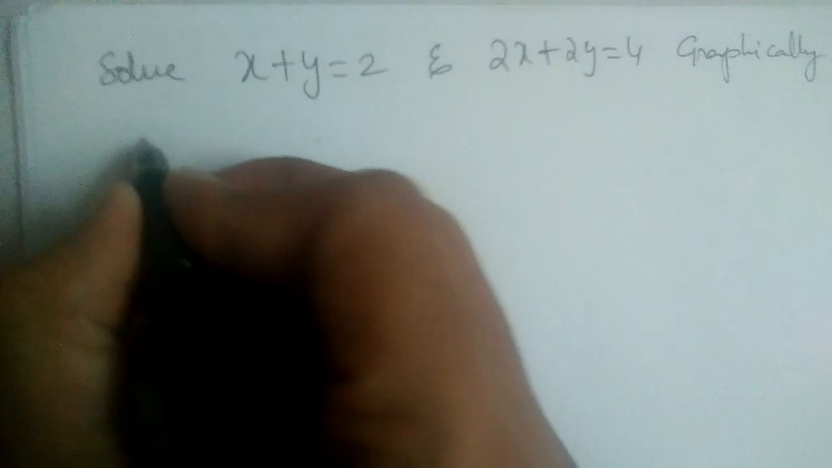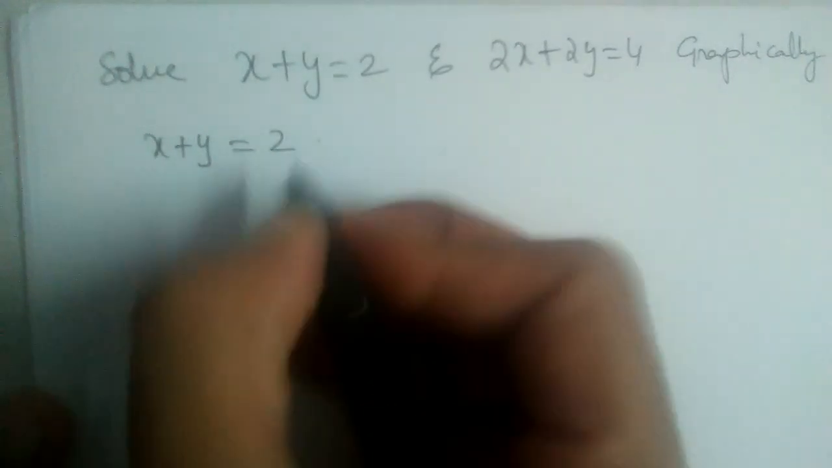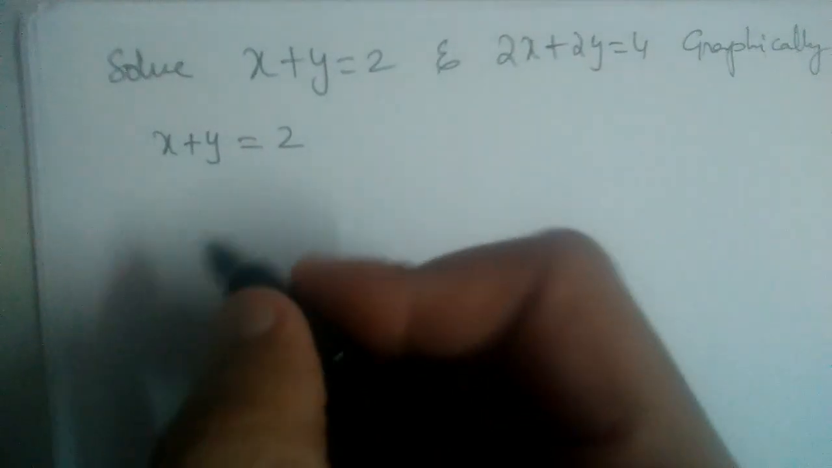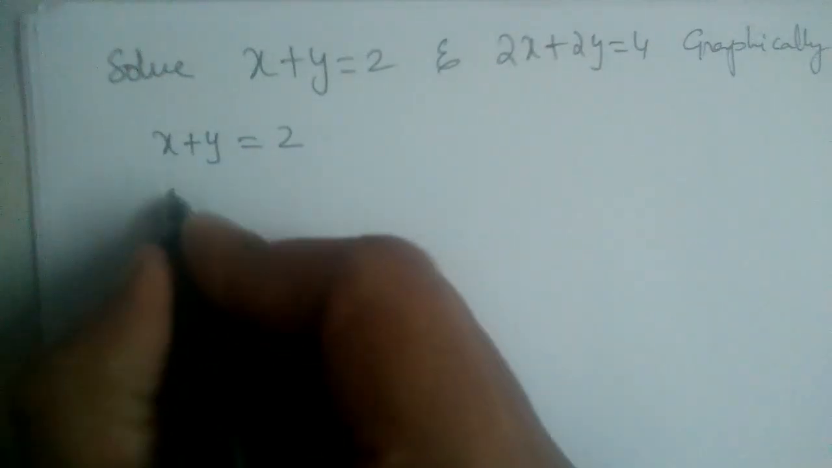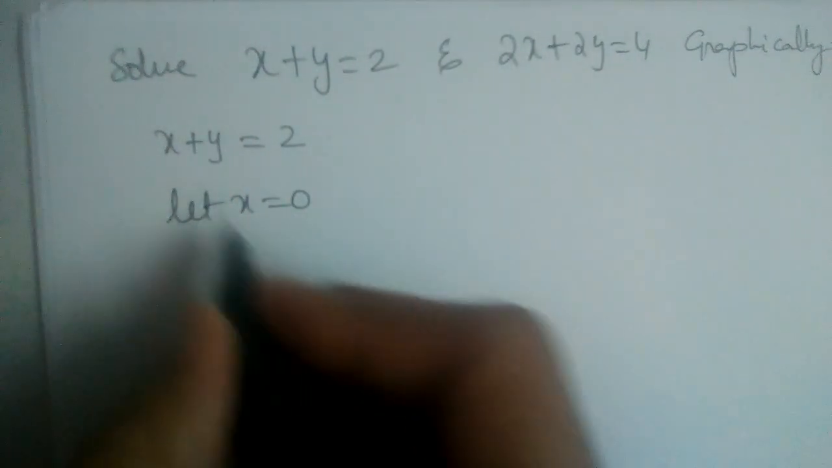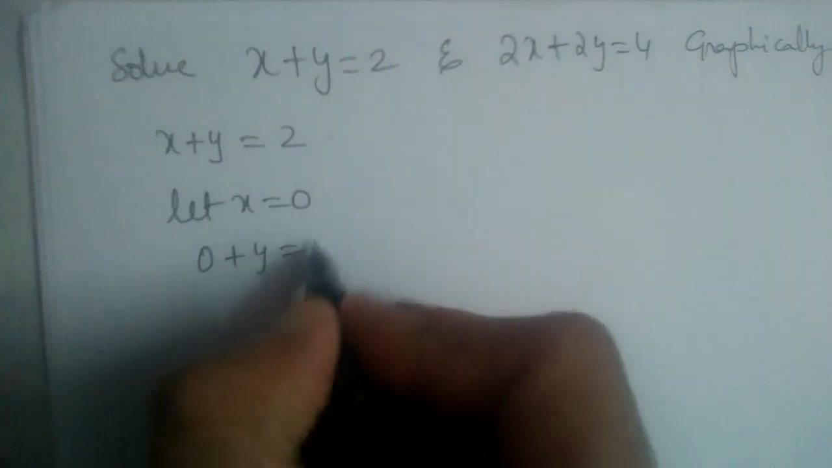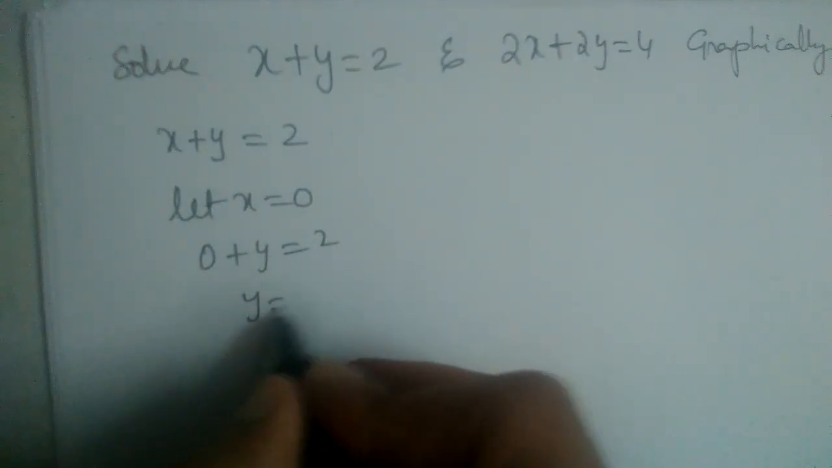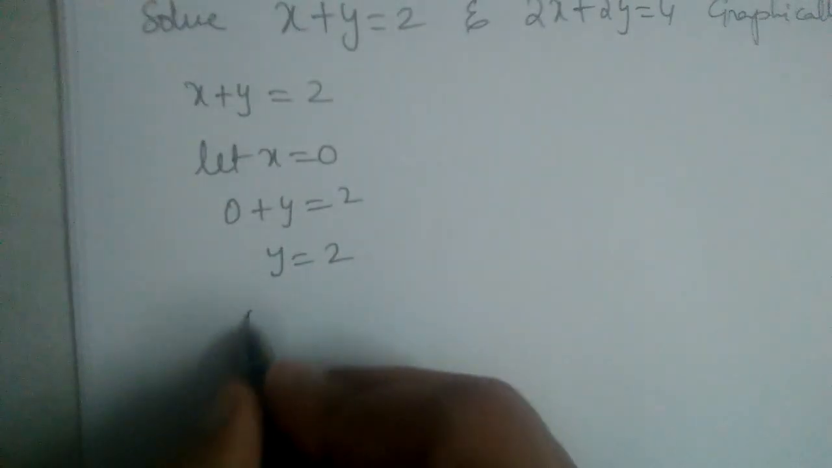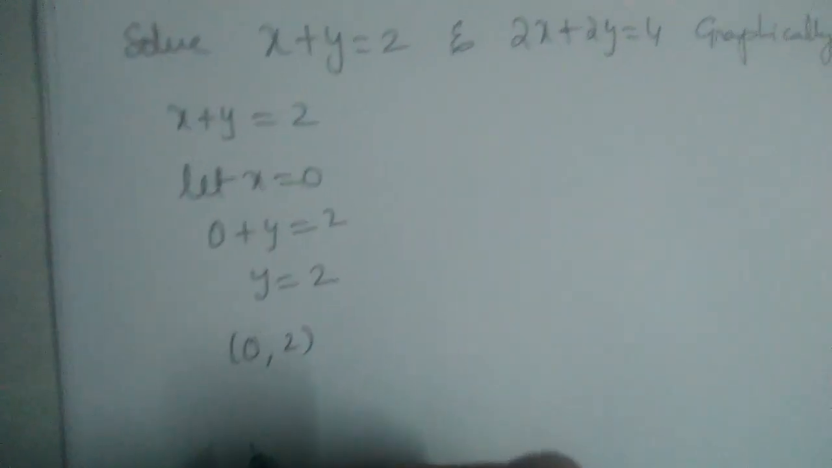Okay, so let us first take x plus y is equal to 2 and substitute different values of x. Let x is equal to 0. So this will become 0 plus y is equal to 2. 0 plus y is y. So y will be equal to how much? 2. So the first point is (0, 2).